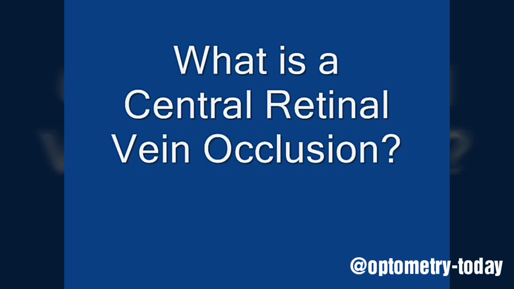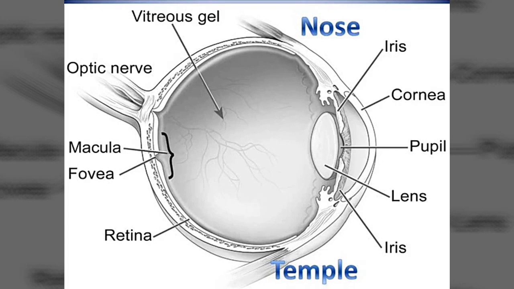Becomes fully or partially blocked. Let's take a minute to look at what that means. This is a view looking down into the bottom half of the eye. The bridge of the nose would be at the top of the screen on the same side as the optic nerve, and the temple would be on the opposite side.